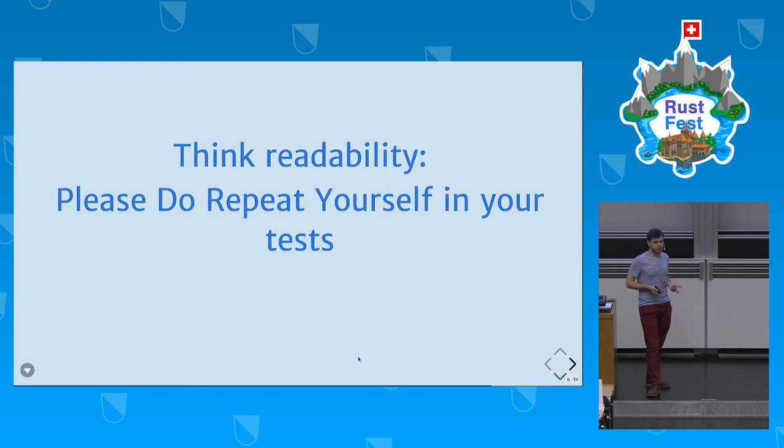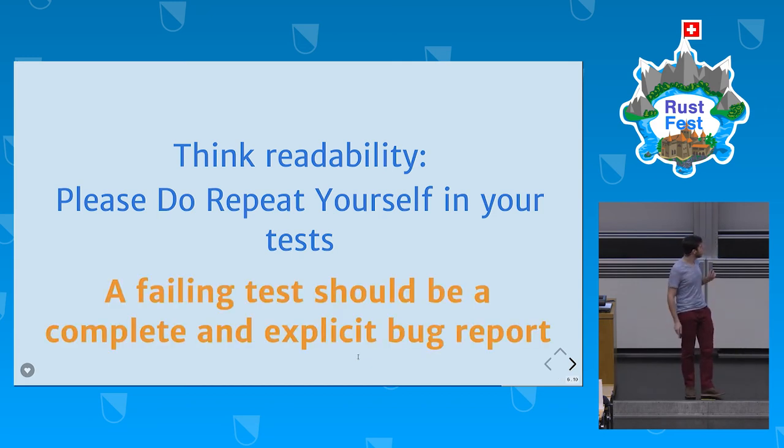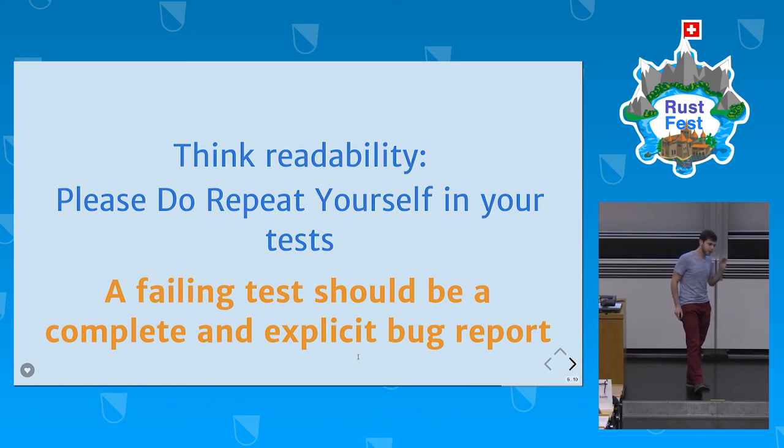Just do it simply. You have your test function, you have the arrange part, the act, where you do the thing, and the assert, where you test the thing. You must not test too many things. You must not arrange too many things. This is a little test. Keep it simple. Just keep it readable. And most important of all, a failing test should be a complete and explicit bug report. Think of that when you write your test. If the test fails, is it enough for me to debug my code?